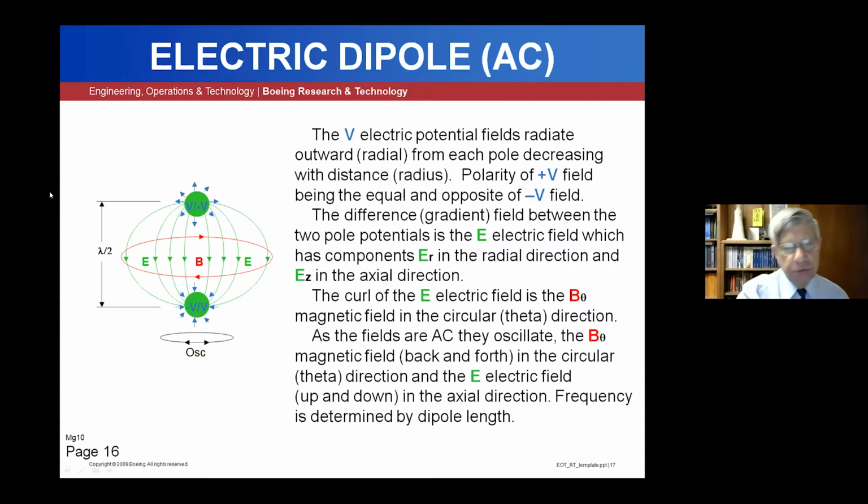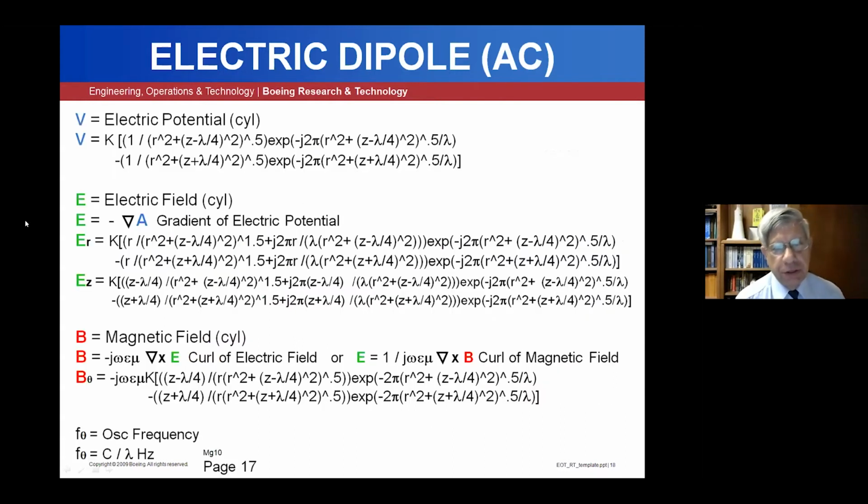And then we go to the nasty page here with all the equations. As you can see, they get a lot worse because it's AC. Starting with the electric potential, you now have the two terms plus the exponential, which is your sinusoids. And the potential still rolls off at 1 over R, and the E field rolls off at 1 over R squared.